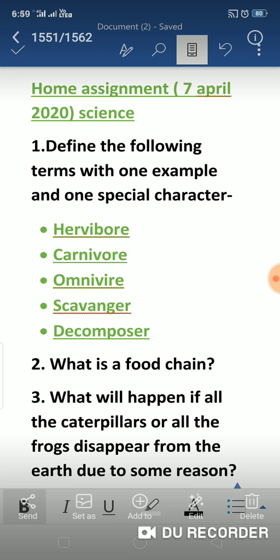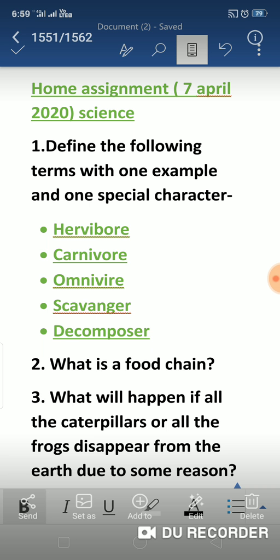Now move to the scavengers. What are scavengers? I have told you that instead of hunting live animals, some birds and animals eat the flesh of other animals that are already dead. These are called scavengers. They do not hunt, they only depend on the already dead flesh of other animals. Example: vulture. Special character: they also have pointed claws, pointed beaks, pointed teeth and all.